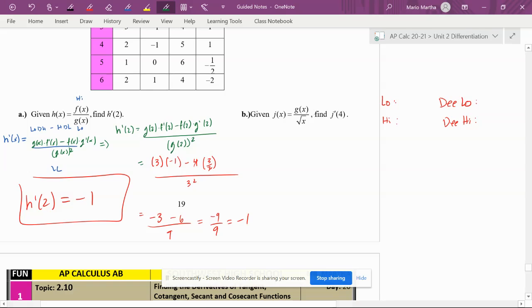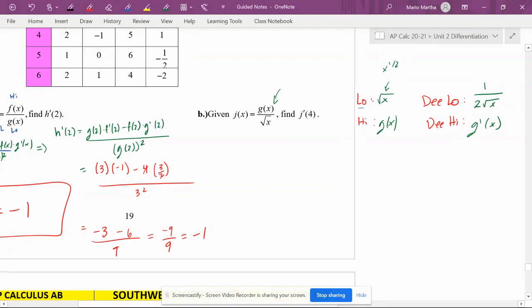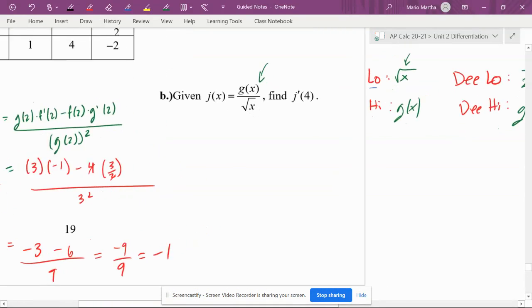So again, if I look here, I have a rational function. So this is going to be the square root of x for the low function, g of x for the high function. d low, remember, this would be x to the 1/2. If you find the derivative of that, you're going to get 1 over 2 square root of x. And then the derivative of g of x would be just g prime of x.